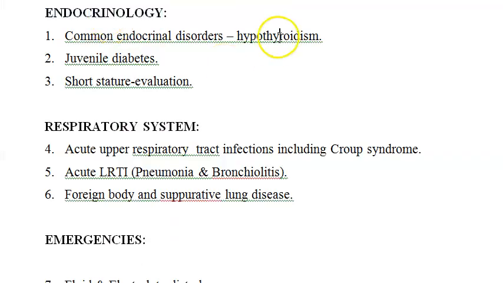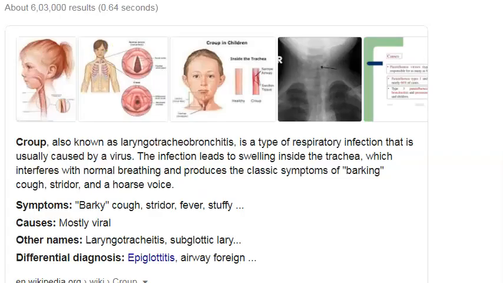Endocrine system, you should know about hypothyroidism, diabetes, short stature evaluation. This is important, guys. Short stature evaluation. There could be so many reasons for short stature. Then respiratory system, you should know about respiratory tract infection, croup syndrome. This is quite important, this croup syndrome. Respiratory infection that is usually caused by virus.